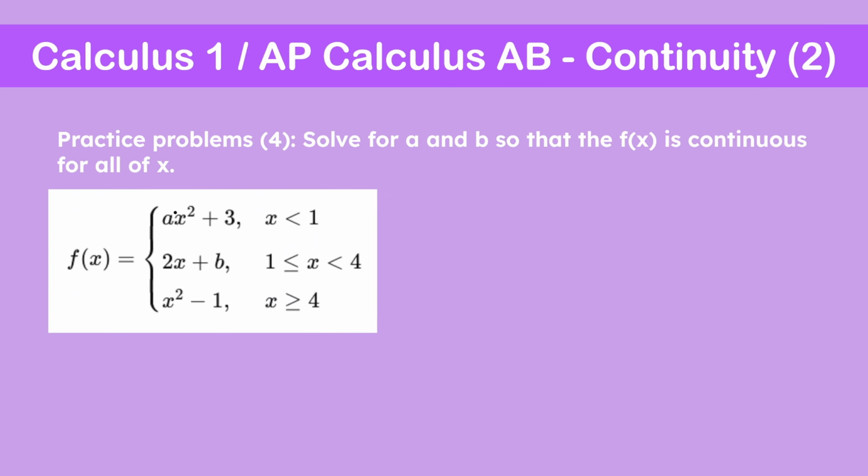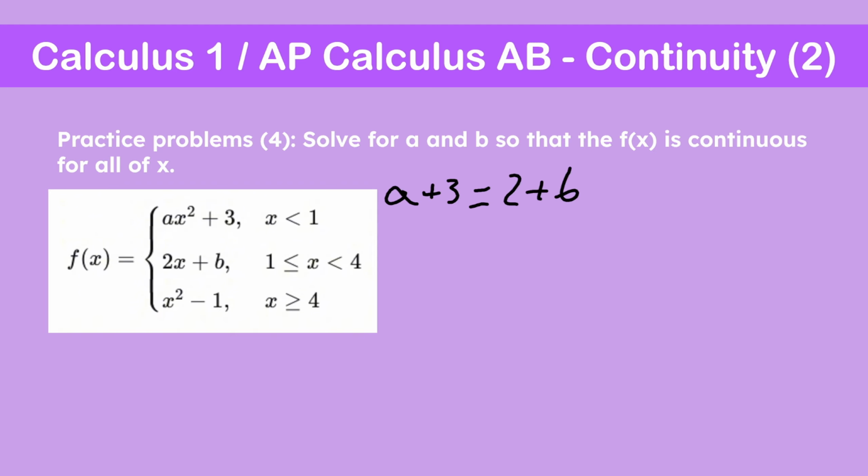Okay, so this question is asking us for a and b so that f of x is continuous for all of x. So we need to find some a and b so that each part of the graph is connected to each other. So let's see. Since we want them to be equal to each other, we want f of c to be equal on both sides. So let's plug in 1 over here. So we have a times 1 squared, which is just a plus 3, and let's set that equal to 2x plus b when x equals 1. So this is equal to 2 plus b.